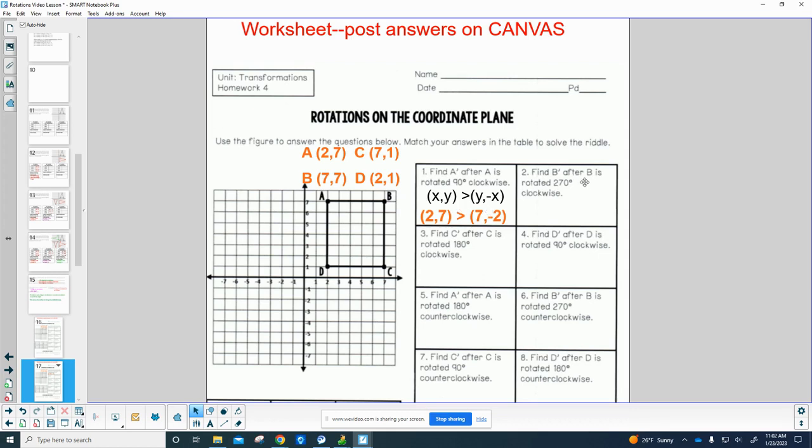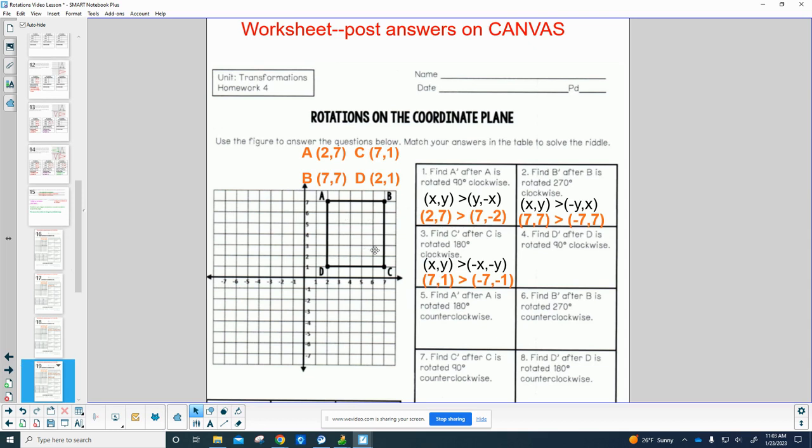The next one, B prime, after B is rotated 270 degrees. Well, we know that a 270 degree rotation will result in (x, y) becoming (-y, x). So if (x, y) started out at (7, 7), then (-y, x) would be (-7, 7). So let's do one more. Let's find C prime after C has been rotated 180 degrees. In a 180 degree rotation, (x, y) becomes (-x, -y). So my original coordinates (7, 1) became (-7, -1) because of that rule.